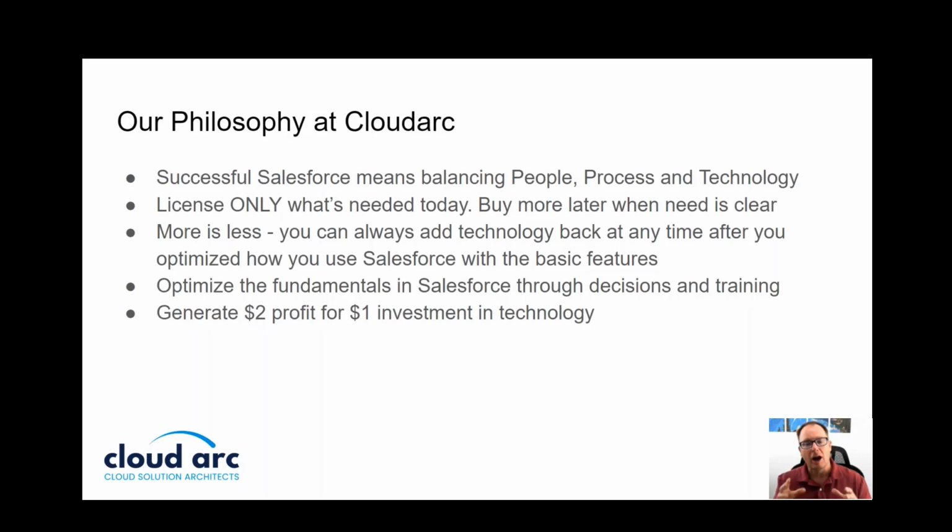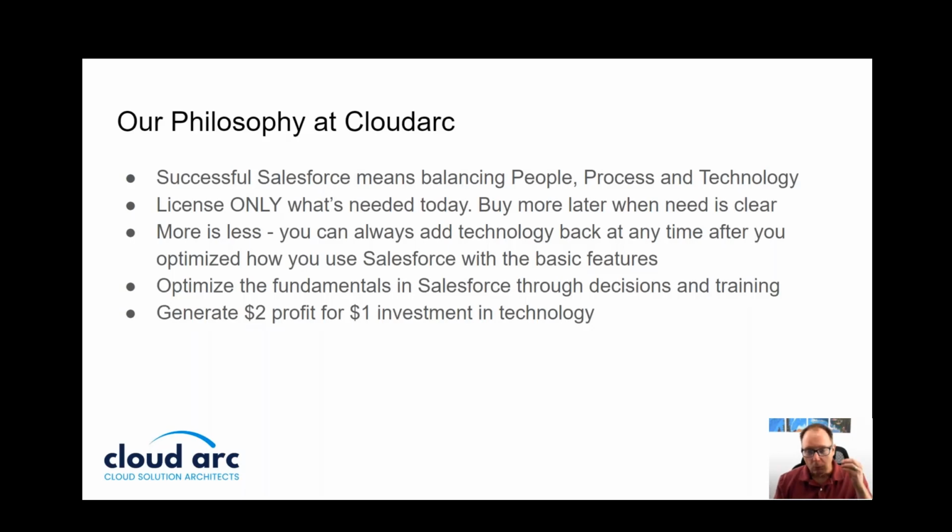So you want to optimize for those fundamental features in Salesforce by making clear decisions on how you're going to use Salesforce, and then provide clarity around training. And then, like I said a few minutes ago, management and leaders will then reinforce those decisions and that training through weekly or bi-monthly meetings.